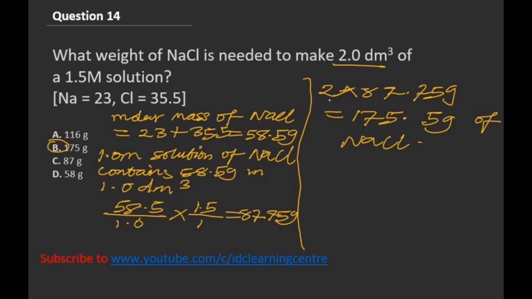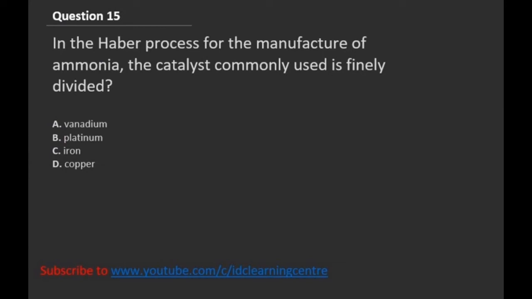So the next question is question number 15. It says, in the Haber process for the manufacture of ammonia, the catalyst commonly used is finely divided A. Vanadium, B. Platinum, C. Iron, D. Copper. So the answer to this is option C, which is iron. Iron is the catalyst commonly used in the Haber process for the manufacture of ammonia.